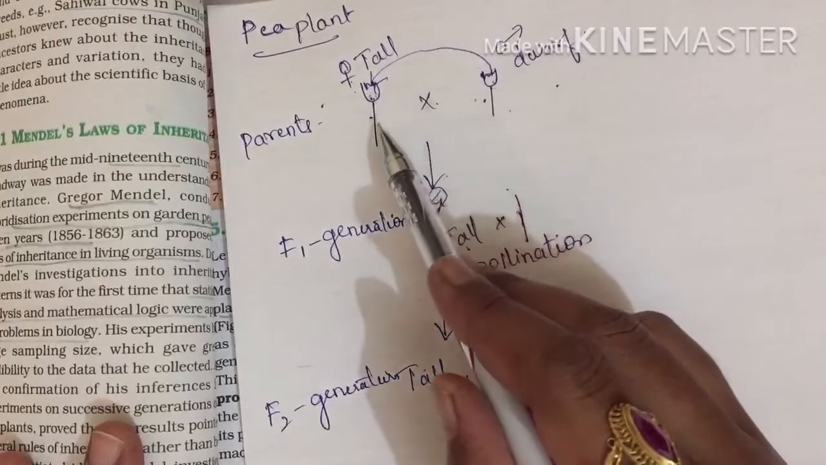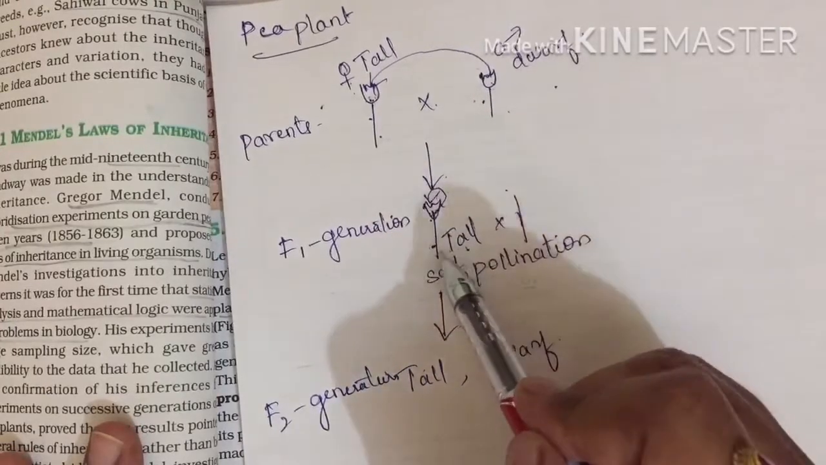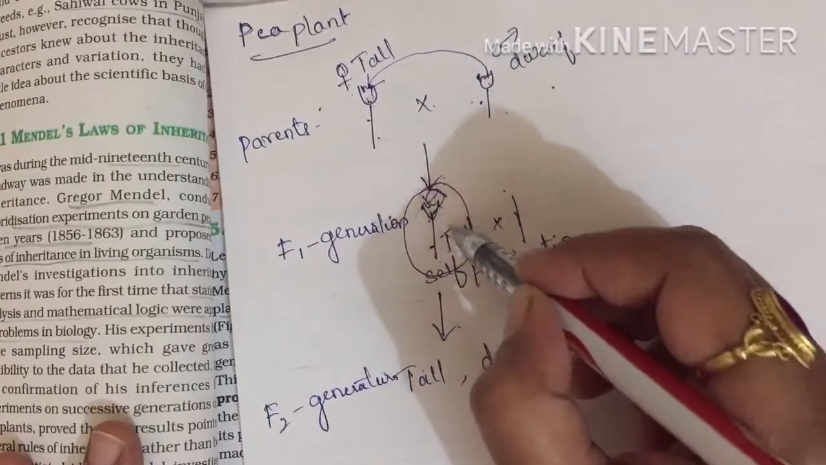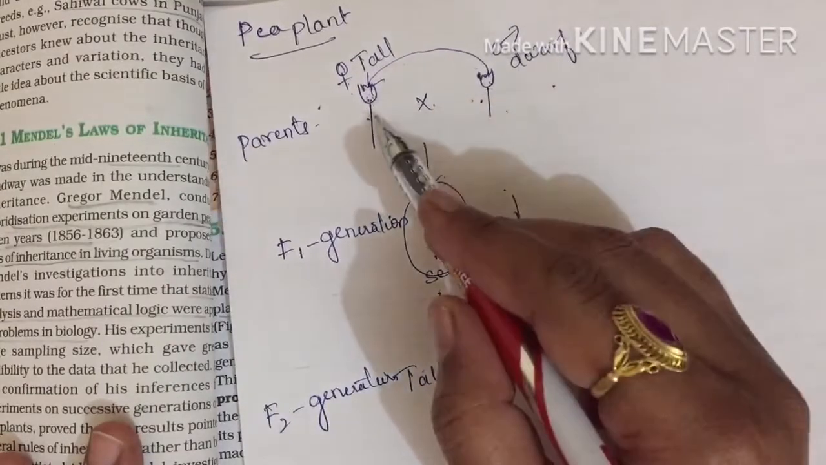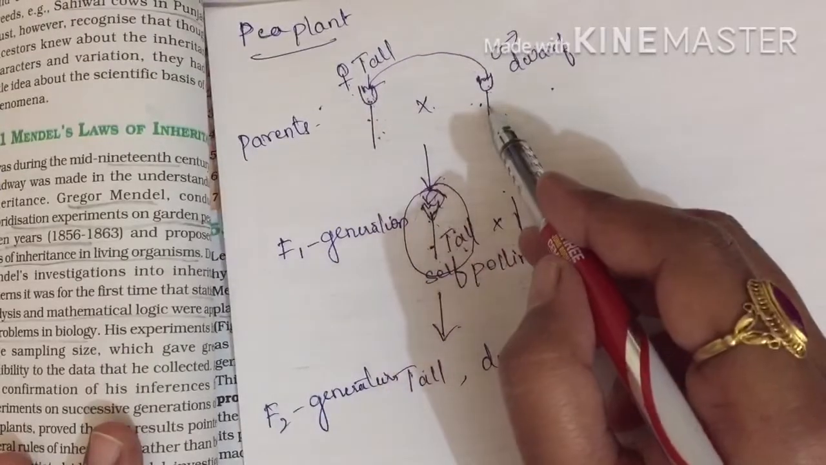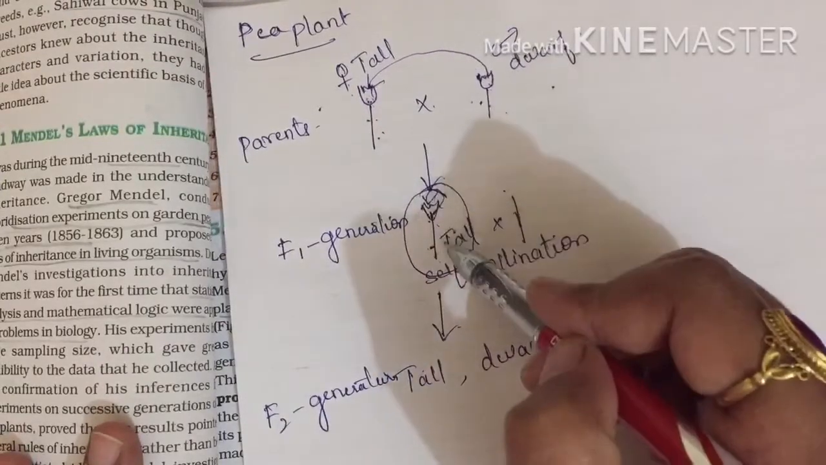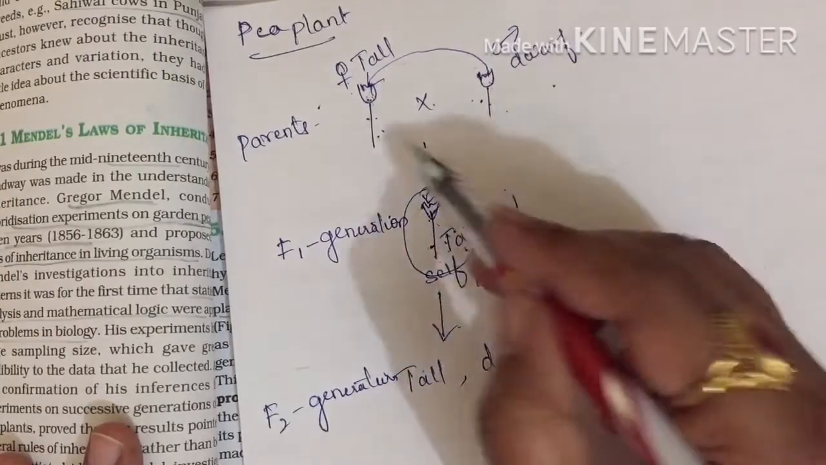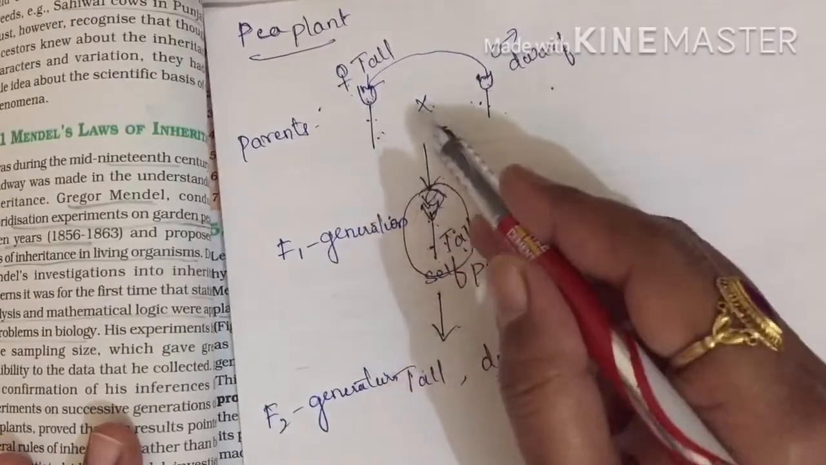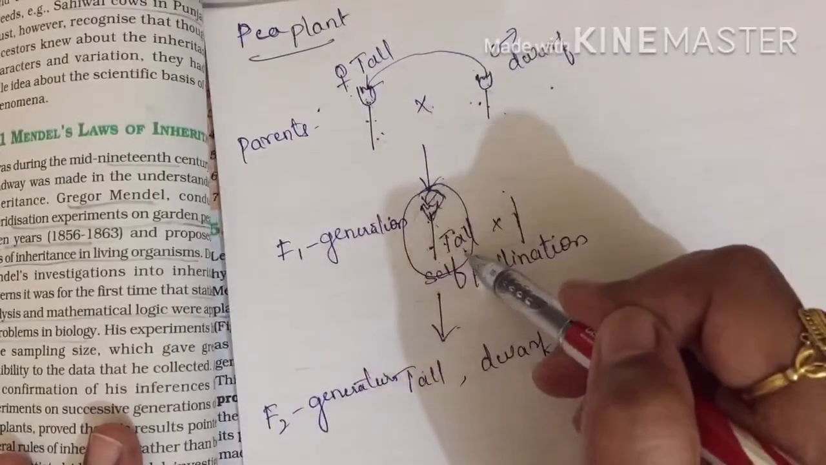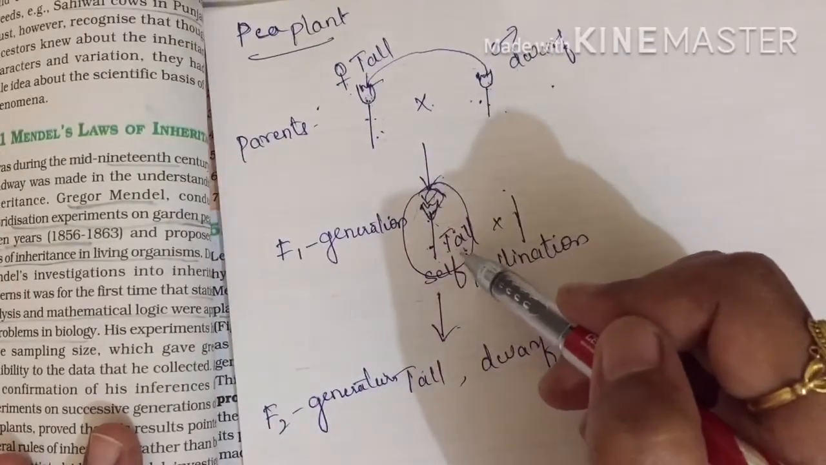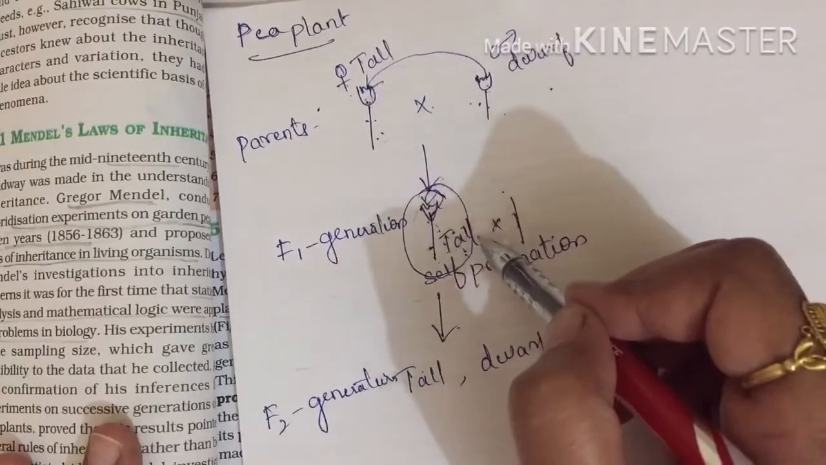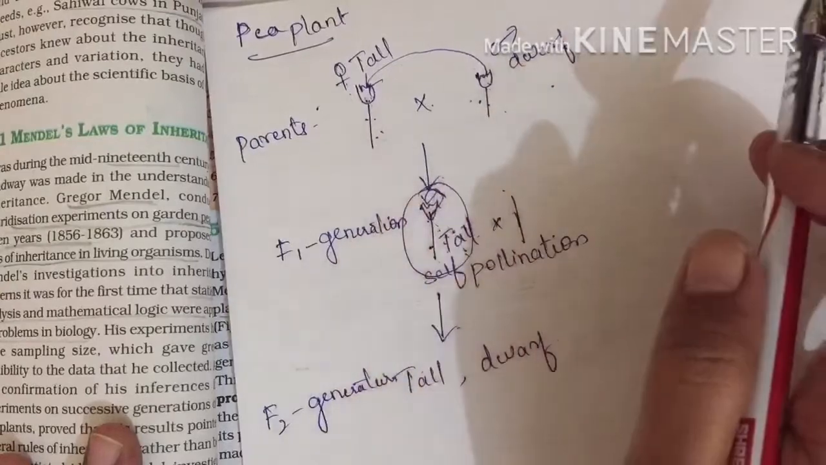Now, when he crossed these, he found that in the F1 generation there was a similarity to the tall plant, which means the F1 generation was like the tall plant, not the dwarf plant. I am showing only one plant here, but it doesn't mean that only one seed will be produced. It produced many seeds, and when he sowed all those seeds under the soil, he found that all those plants were tall. Which means in the F1 generation we get only tall plants, not dwarf plants.